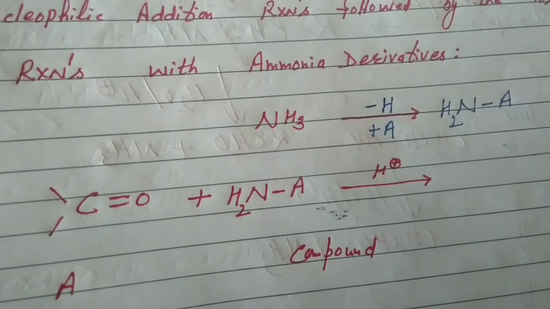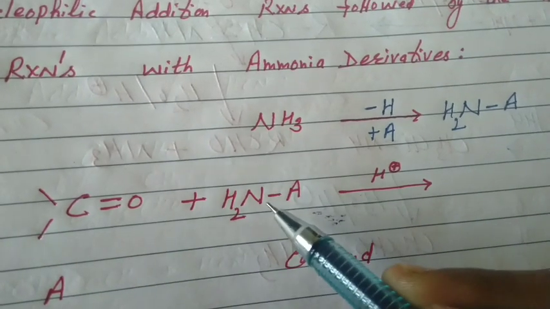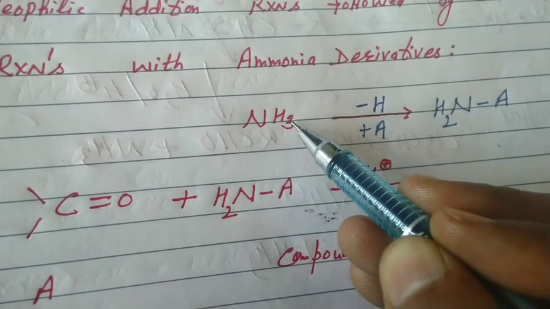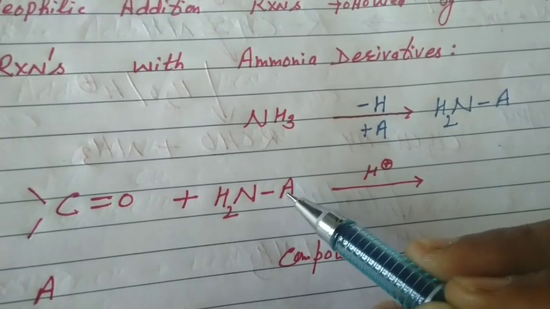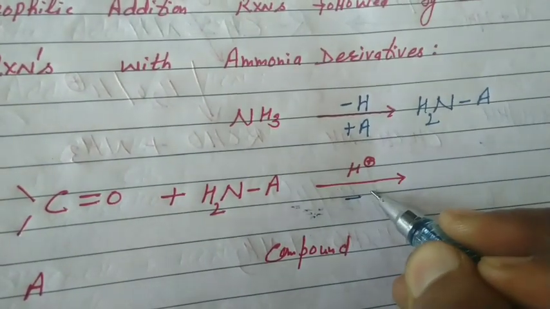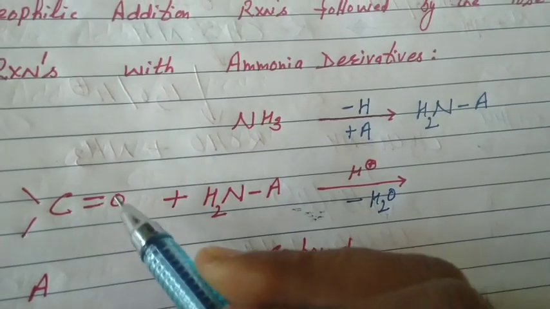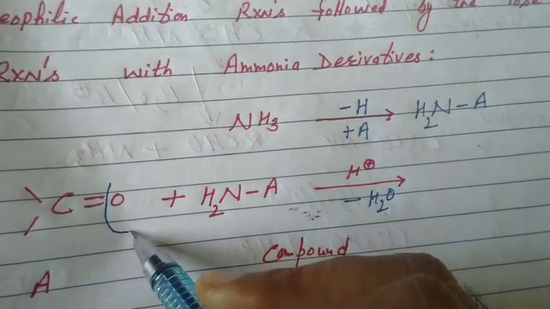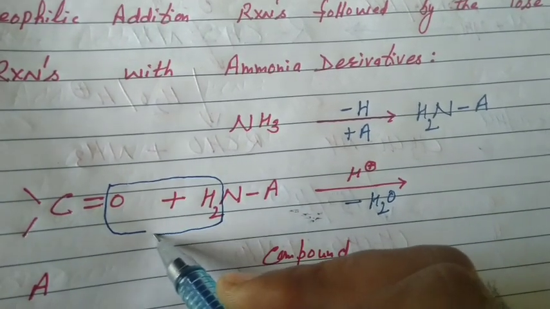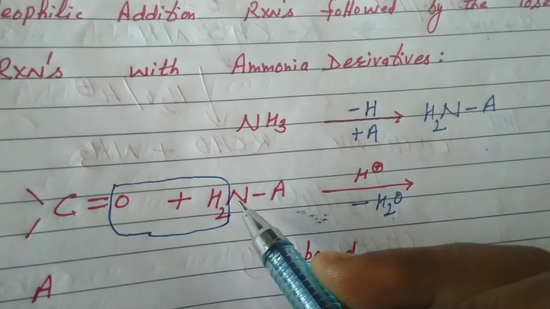Try to understand. Please, it is a carbonyl compound, maybe aldehyde or ketone. Now it is not ammonia, it is an ammonia derivative because it is derived from ammonia. We substitute one of the hydrogens of ammonia with A. What will happen in these reactions, students? Water is eliminated as a byproduct. It means it is clear. The carbonyl carbon will lose oxygen and the ammonia derivative will lose hydrogen. And what will happen? The carbonyl carbon forms a double bond with the nitrogen atom of the ammonia derivative.